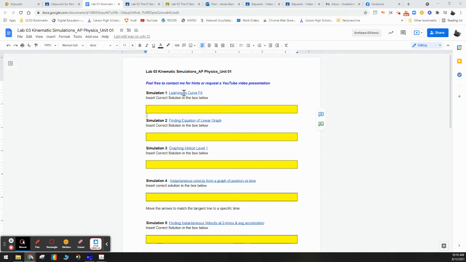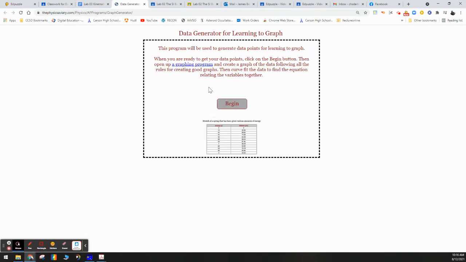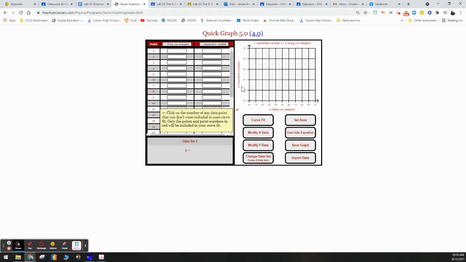So let's take a look at this one here. It's called Learning to Curve Fit. So we'll go ahead and click on the link here. And here's what we got going on. It says data generator for learning to graph. So here's a graphing program. Now we'll use this a lot in class. Let's go ahead and click on it, and this opens up right here.